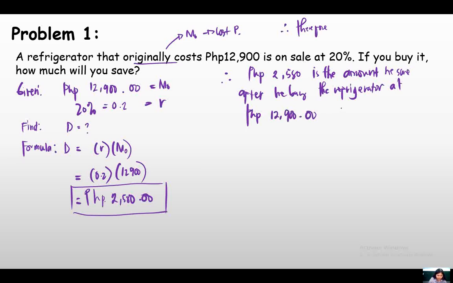12,900 pesos at sale of 20%. Okay, so how much? He will save 2,580. Okay, next problem.